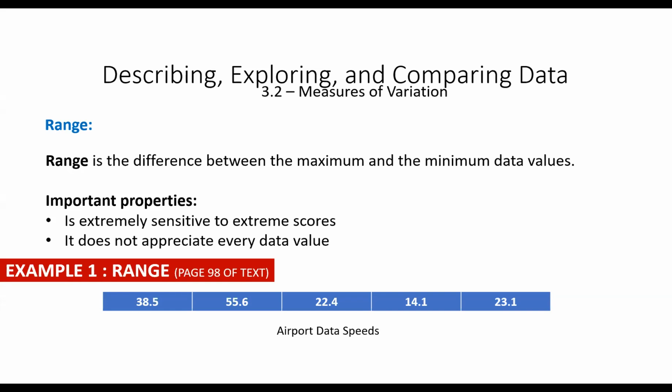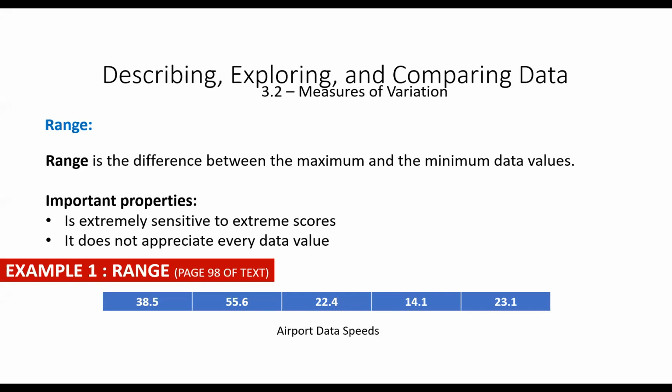Now, some important properties about this. Remember I talked about before, some of these measures that we talk about appreciate every data value, others do not. The range does not appreciate every data value in here. If you look at these airport data speeds, which is an example that's always in the textbook, somebody went to the airport and tested the Wi-Fi speeds, like what I asked one of your friends to do today, which was to test your internet speed, right? This person went to the airport and was testing the Wi-Fi on devices to see what the speeds are.